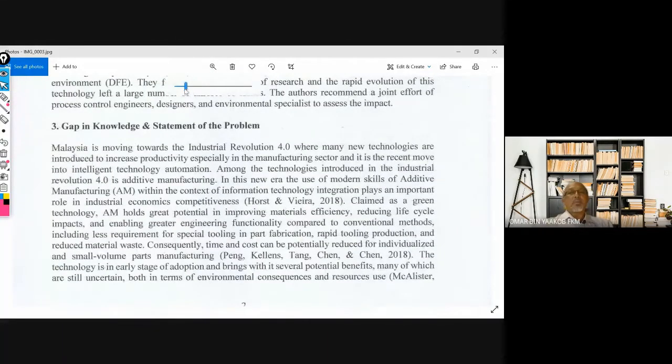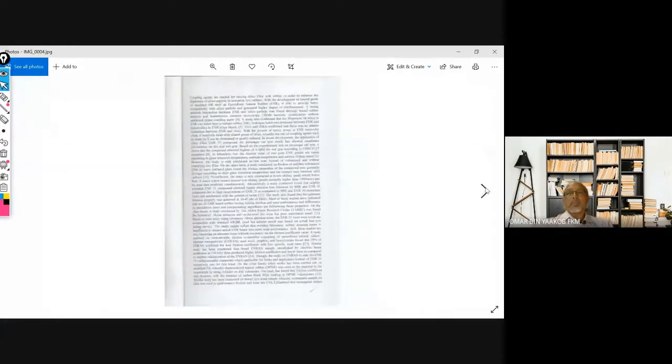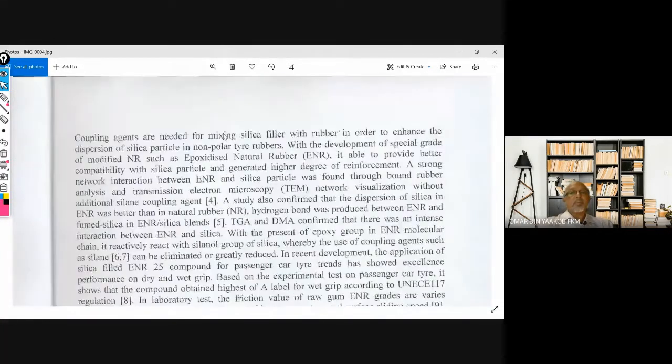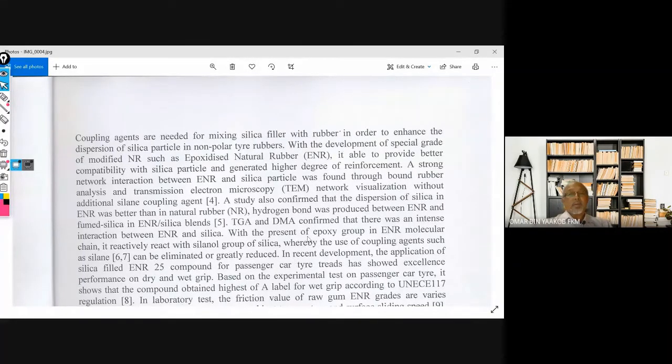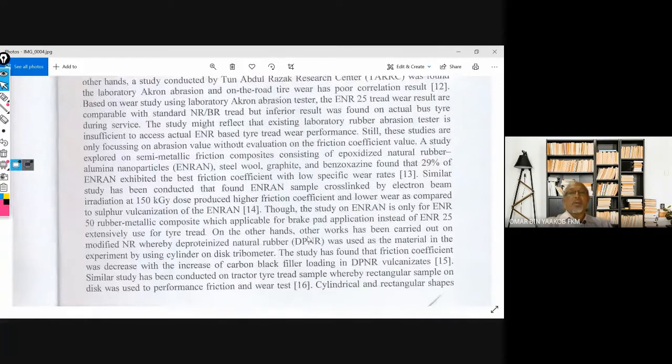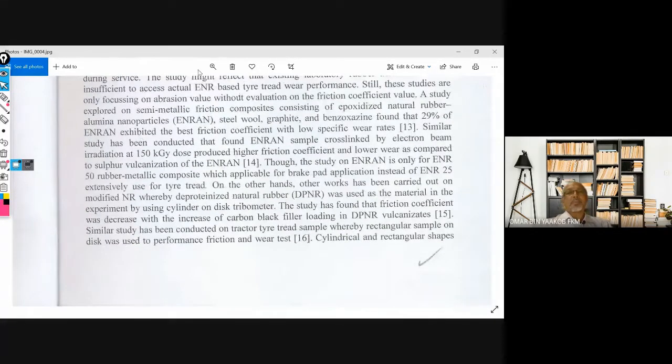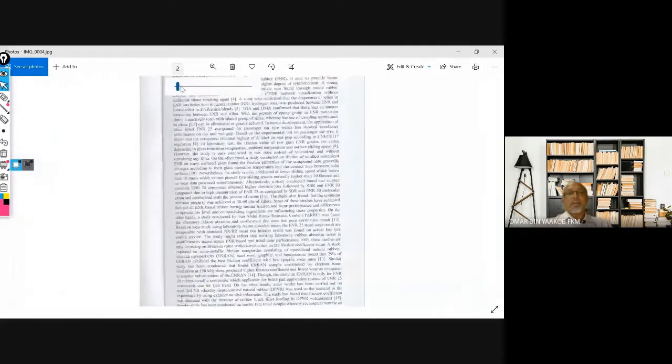Okay, so we go to the next one. So here he first used the Vancouver style, but he put all the references at the end, except for here. Wherever they use a coupling agent such as silane, as described in 6 and 7, can be eliminated. Okay. But there is only one paragraph. This is one paragraph.